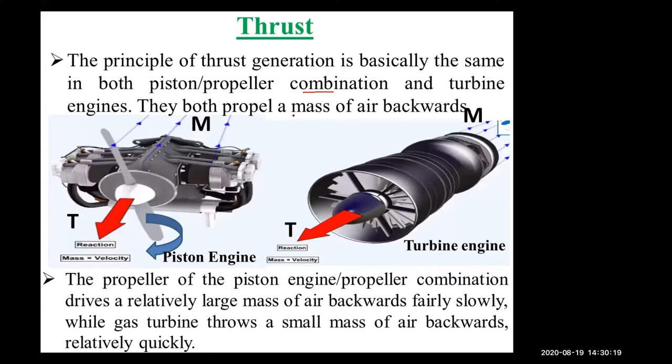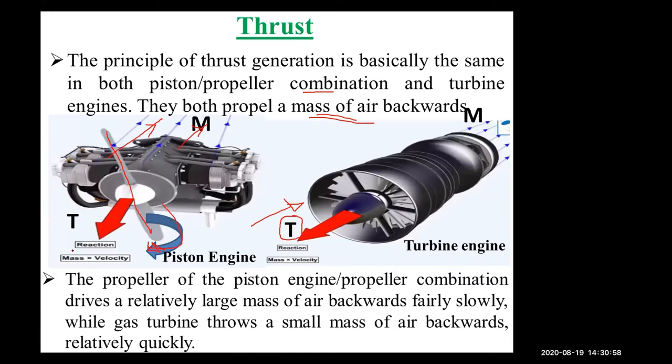They both propel a mass of air backwards. The mass of air will enter the turbine engine through the compressor, and finally it will be delivered through the exhaust. Thrust will be generated and the aircraft will move forwards due to action and reaction. Similarly, in this piston engine type of aircraft, a mass of air will be delivered through this propeller. When this rotates, a mass of air will be delivered and thrust will be generated, which drives the aircraft forward.